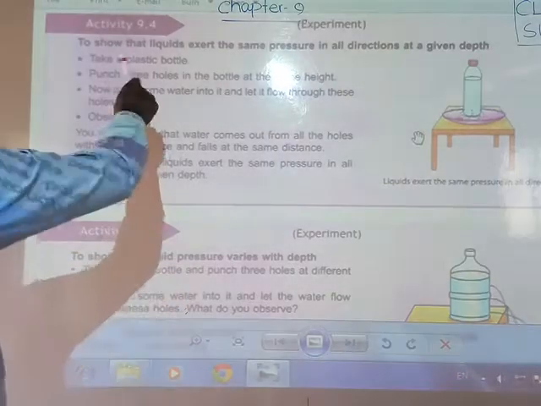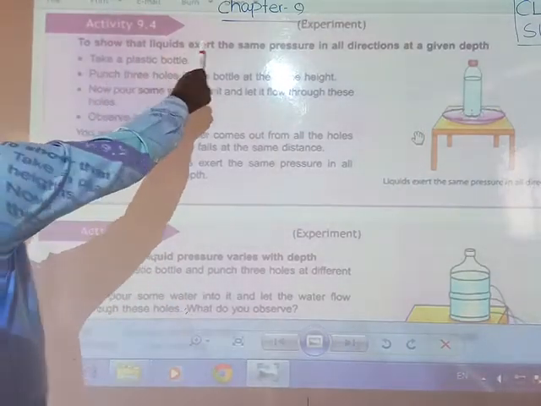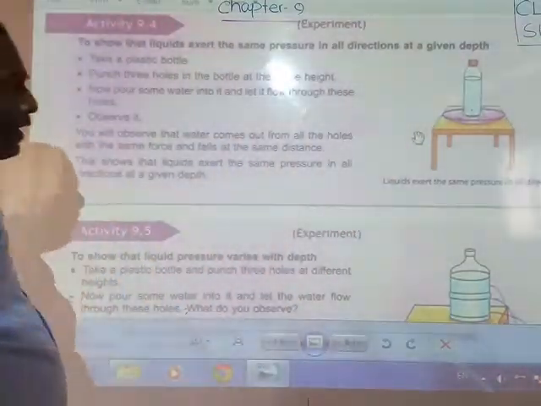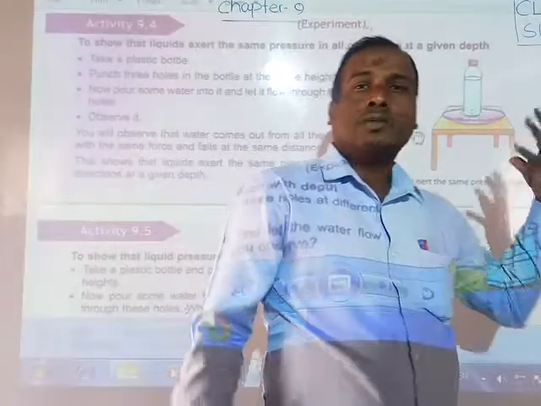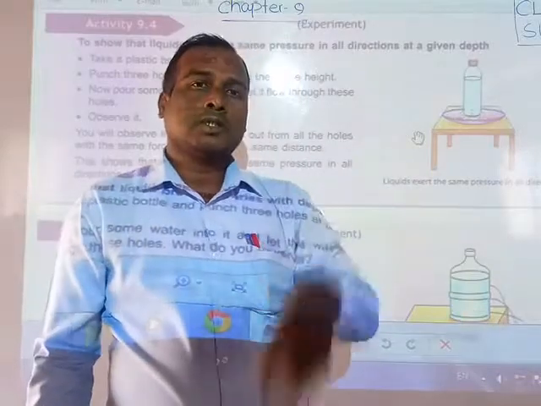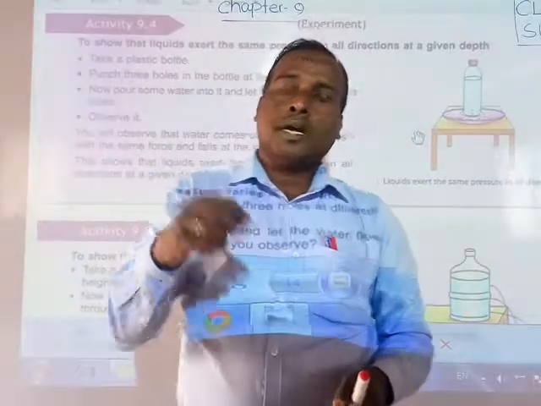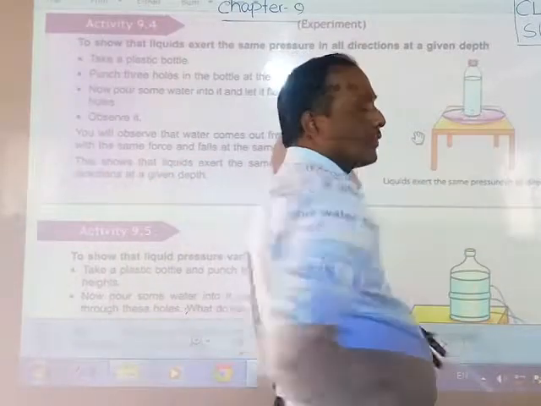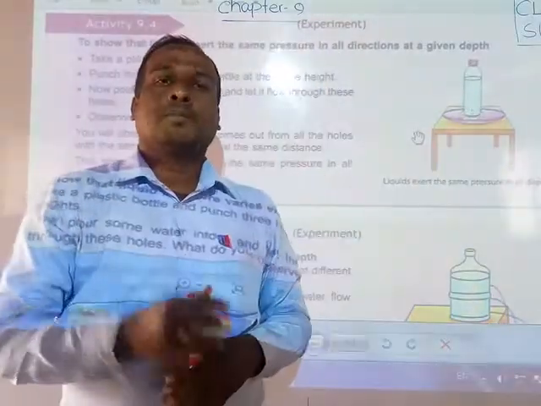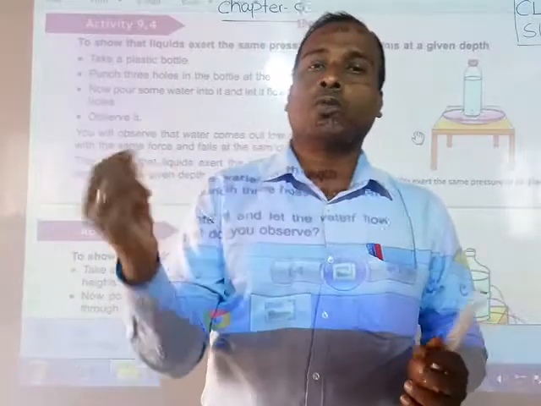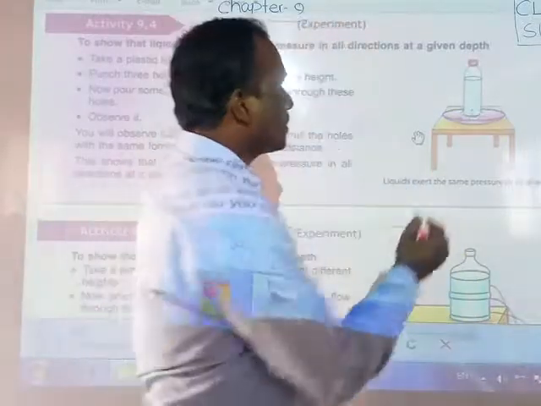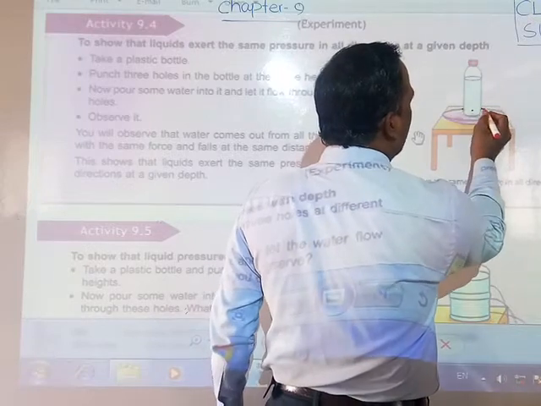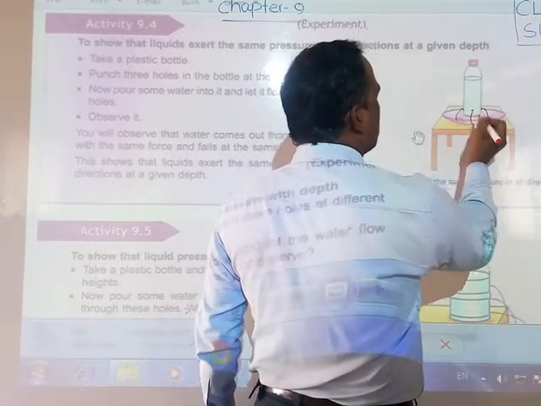understand. Activity 9.4 is given to show that liquid exerts the same pressure in all directions at a given depth. Here you should take one bottle, pour water, and make holes on the downside at the same height. You should make 3 or 4 holes. Did you understand? Observe, here one hole is there, here one hole is there, here one hole is there. That means the water is falling like this.